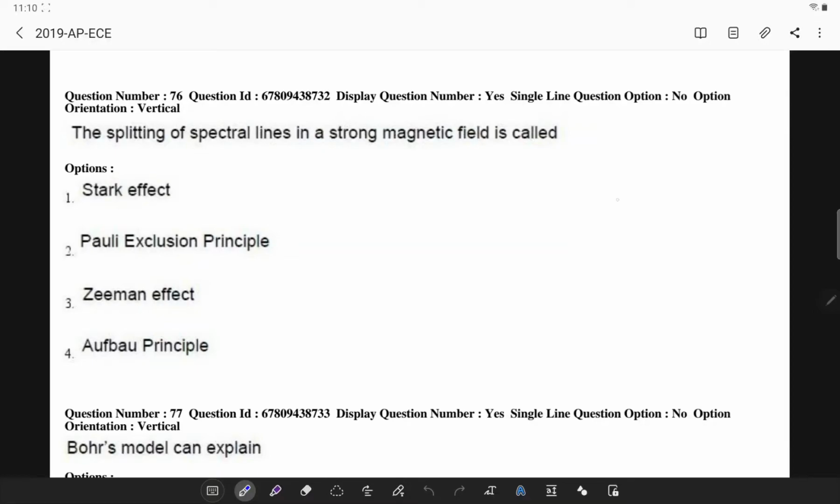Hi friends, today let's solve 2019 reset chemistry questions.